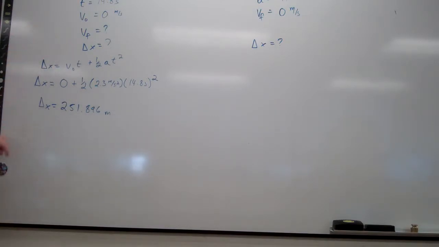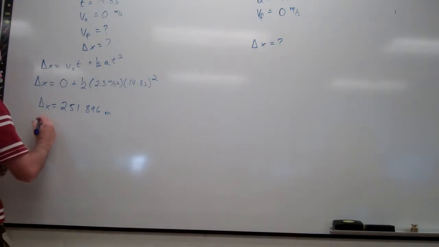Okay. Now, we want to find final velocity. We want to use an equation that does not use the delta x we found. Why do you think we want to do that? We messed up finding delta x. Exactly. If we messed up finding this delta x and we use it to find final velocity, then we're messing up final velocity too. Does that make sense?